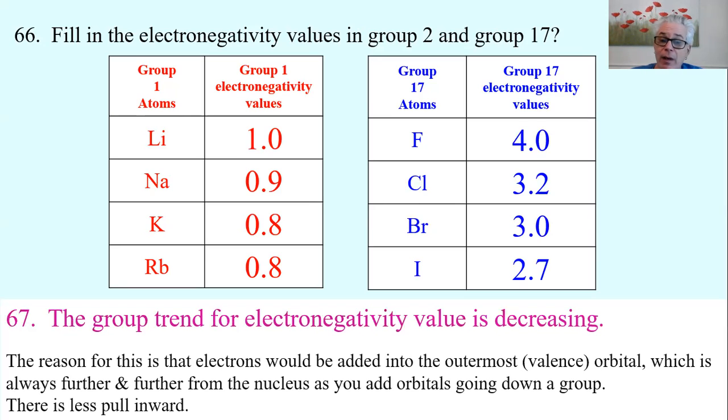Now, the reason for that, the electrons that you would be adding to the valence orbital to share, it's always further and further away from the nucleus. So even though there's more protons in the atoms near the bottom of the table, the distance from the nucleus makes the inward pull for other atoms weaker and weaker.